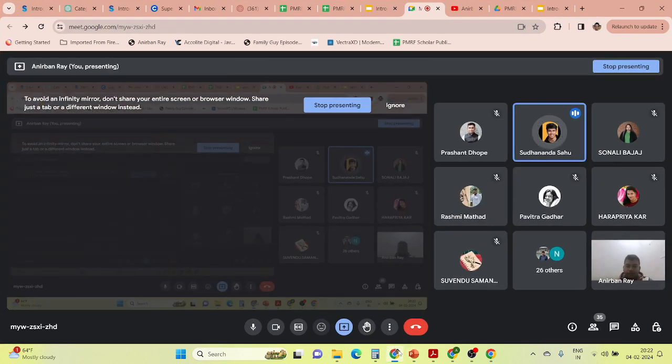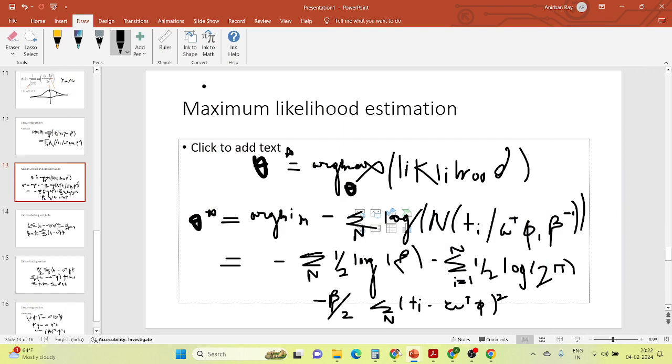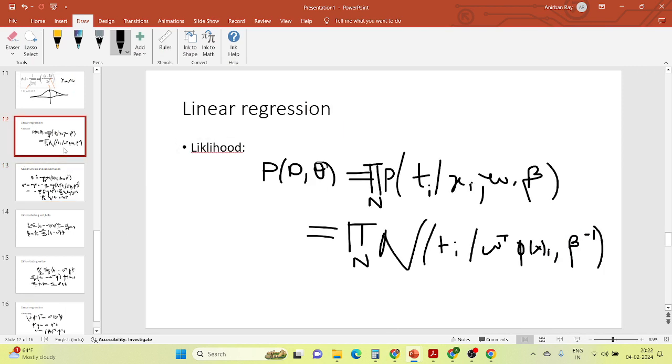Can you explain what likelihood is in simpler words, apart from mathematical equations? It is a mathematical concept. What does likelihood signify? It signifies the occurrence of Ti given the parameters w and beta. The occurrence is what I'm trying to maximize.